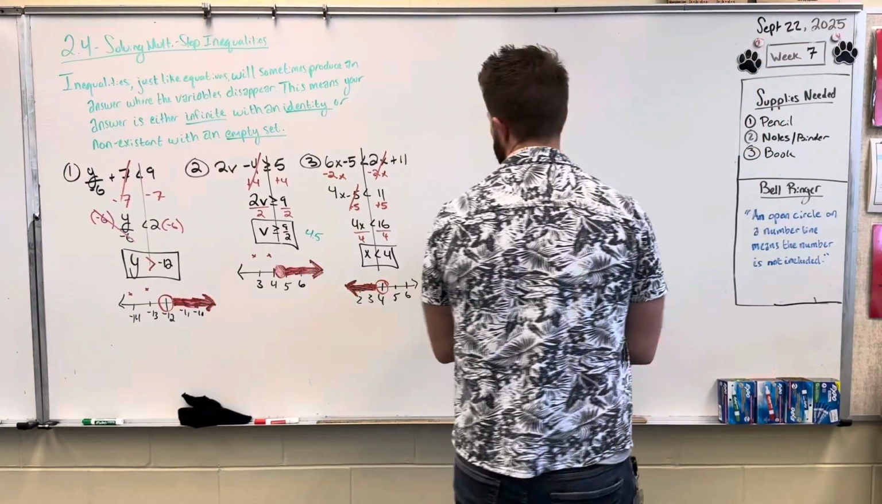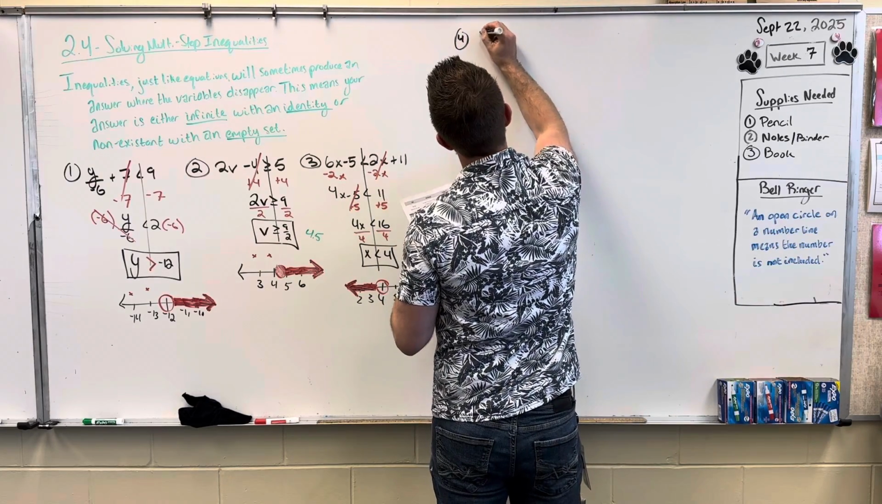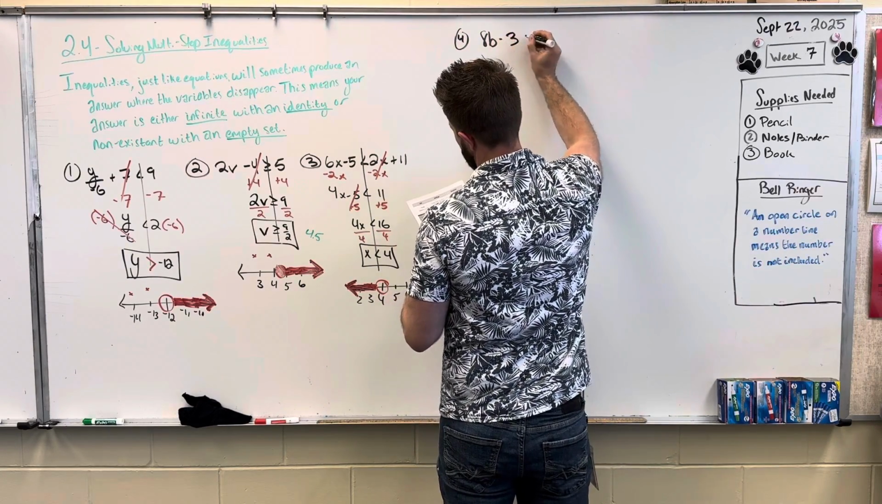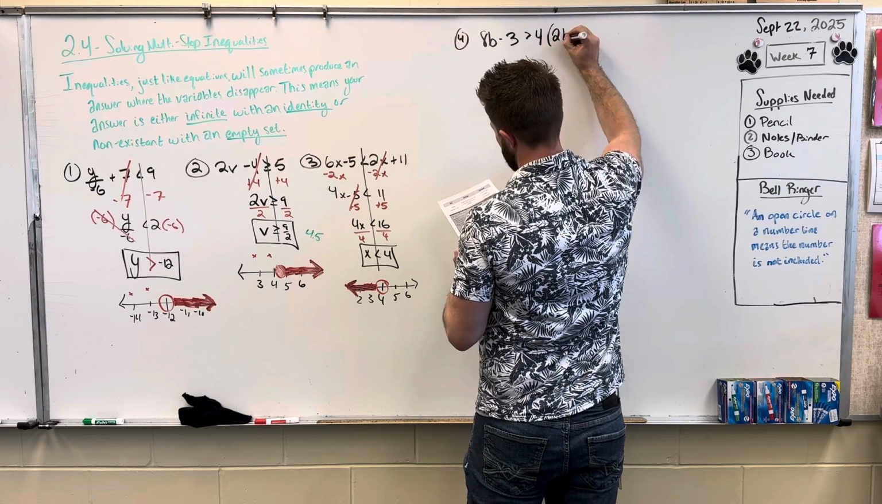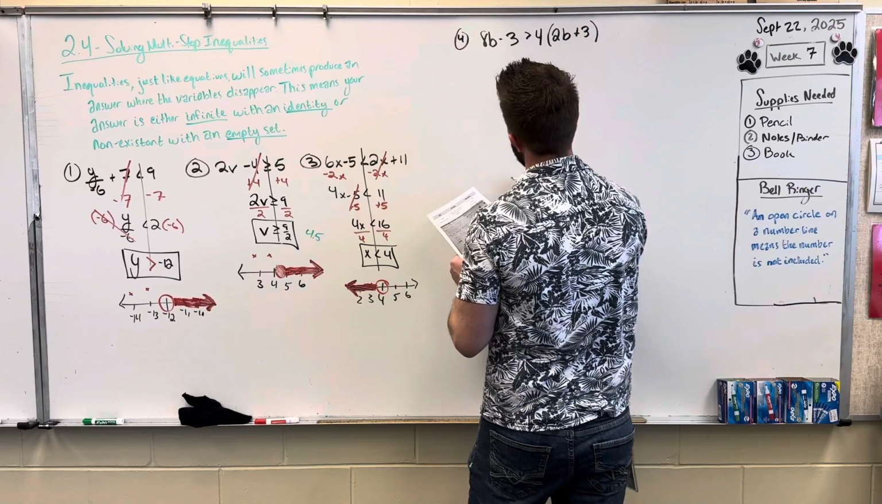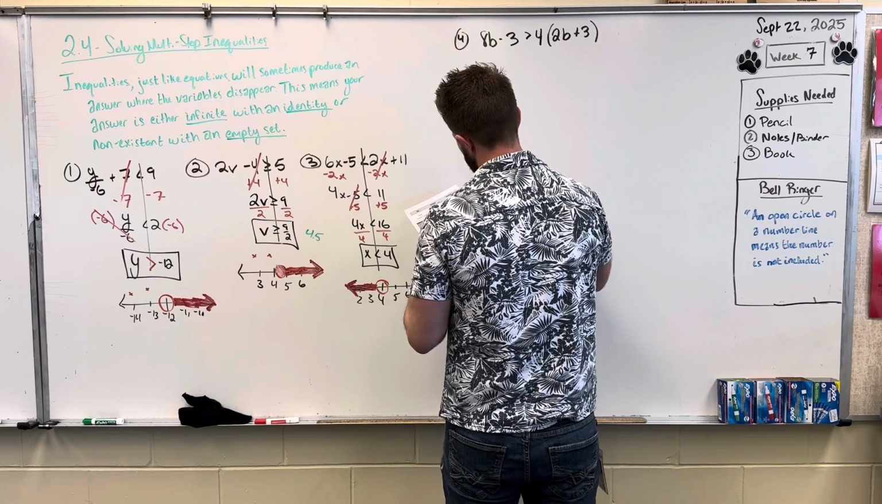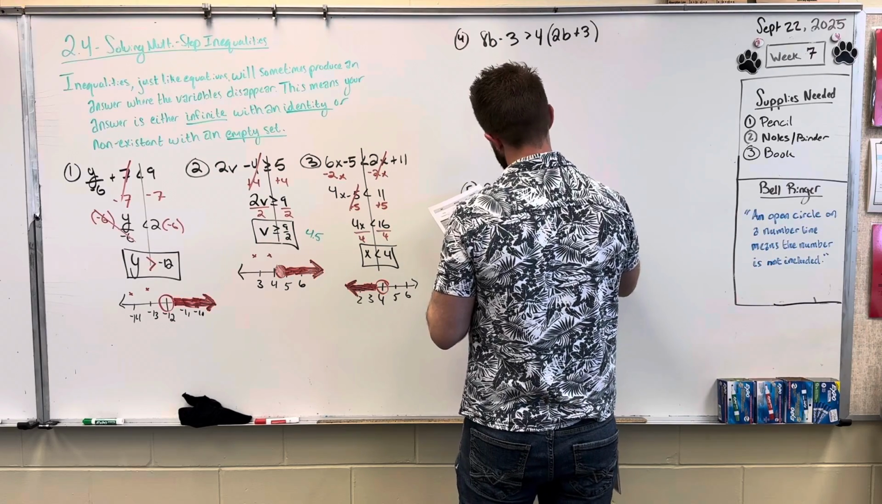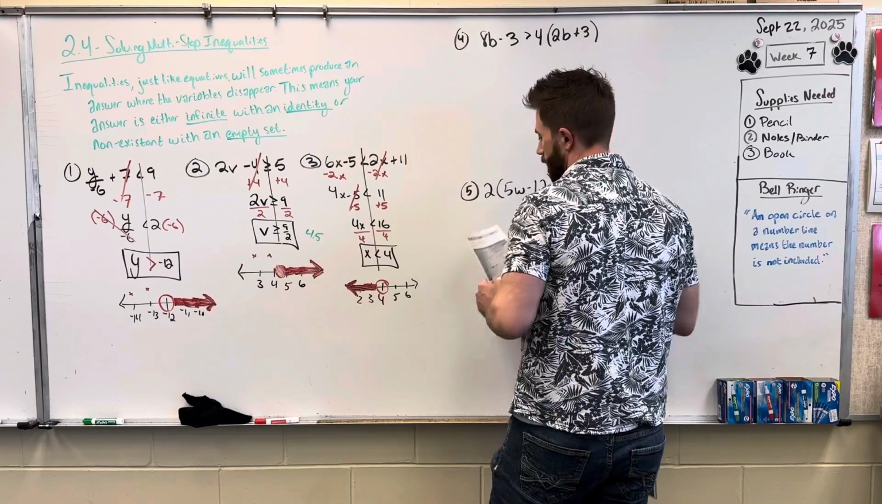Let's take a look at the next two. So number 4 is 8b minus 3 is greater than 4 parentheses 2b plus 3. And number 5 is 2 parentheses 5w minus 1.2 is less than or equal to 7 plus 10w.